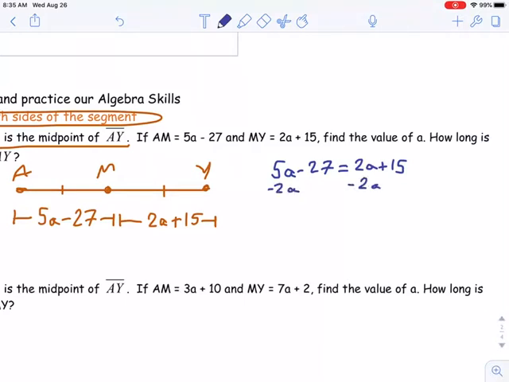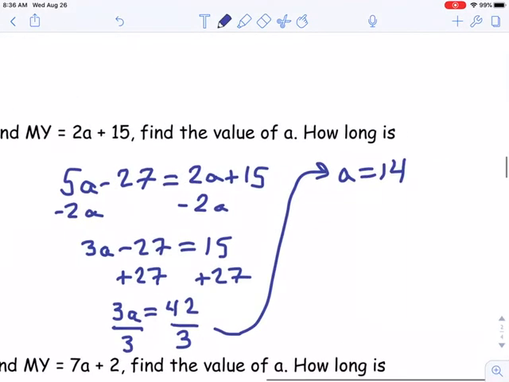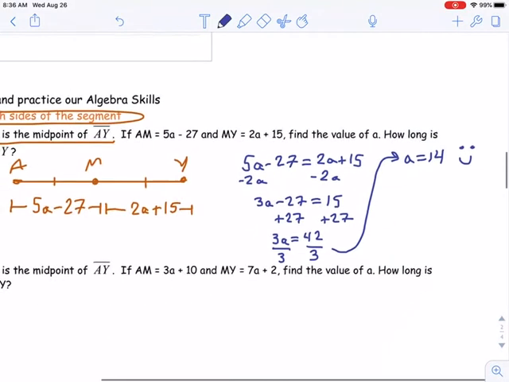solving. So I'm going to subtract 2A from both sides, and I'm going to get 3A minus 27 equals 15. And then I'm going to add 27 to both sides. I'm going to get 3A equals 42. Then I'm going to divide by 3. And then I'm going to get A equals 14. And then I'm going to draw another smiley face, because I did an angry face last time.